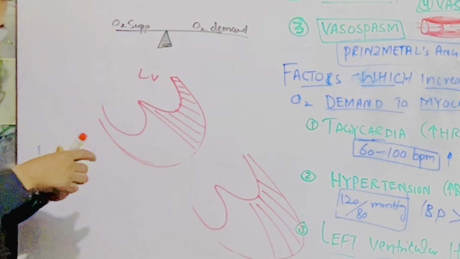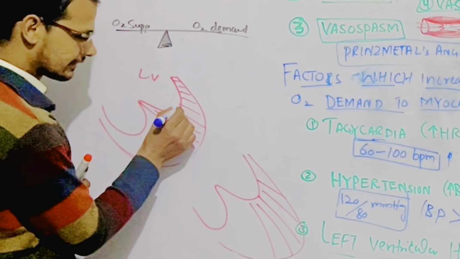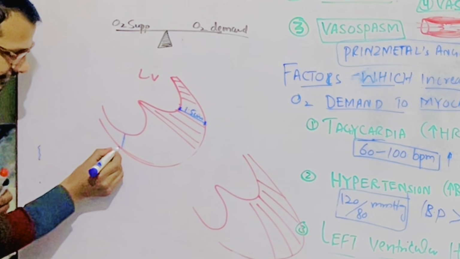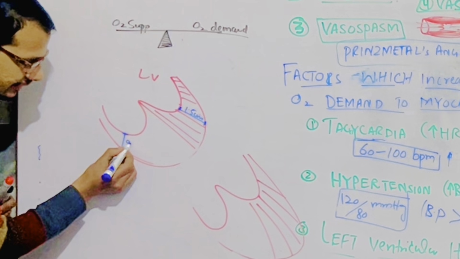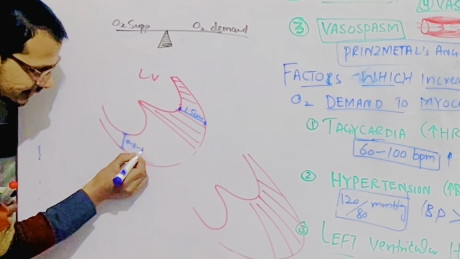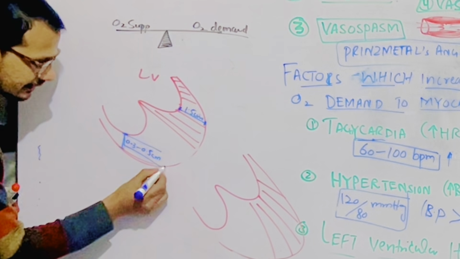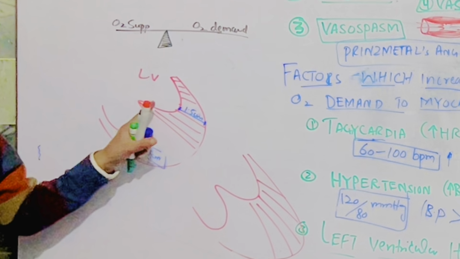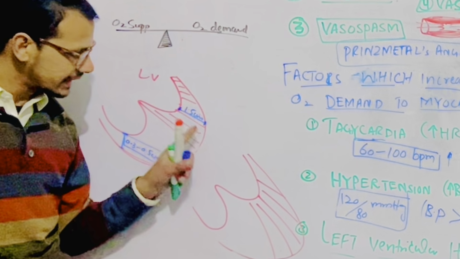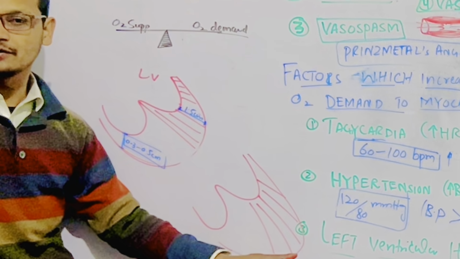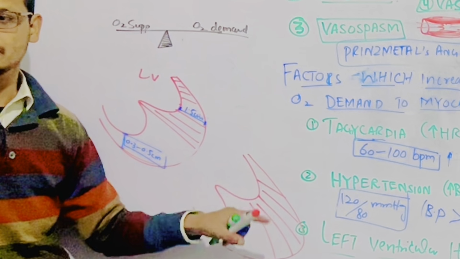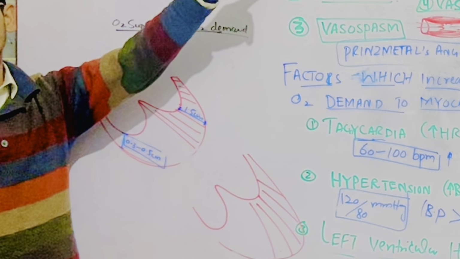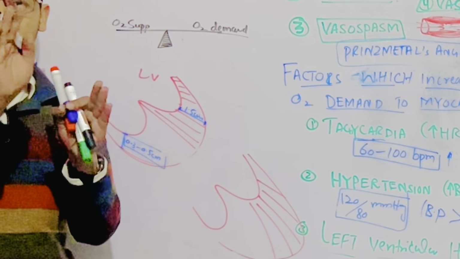The normal thickness of the left ventricle is 1.5 centimeter, and the normal thickness of the right heart is 0.3 to 0.5 centimeter, or from 0.5 to 0.8 centimeter in some books. So when this thickness increases, it will demand more oxygen. So oxygen demand increases. It is also a risk for ischemic heart disease because now the oxygen demand is increased.